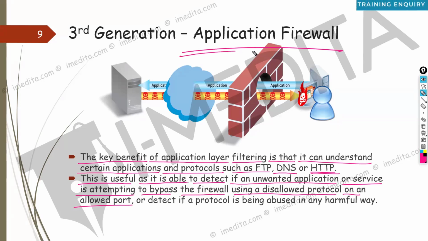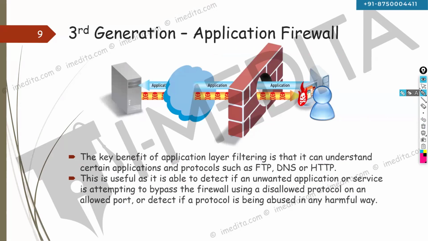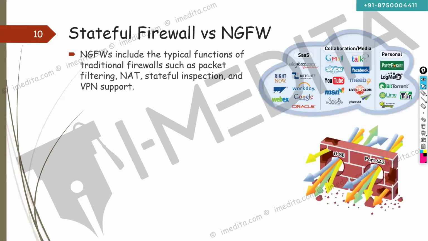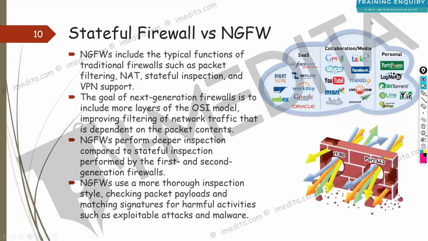So with the help of an application firewall, if we allow DNS, only DNS will be allowed at port number 53. The rest of the traffic will be blocked. Clear? So this is the main advantage of an application firewall. Next, it may be possible that someone asks you what is the difference between a stateful firewall and a next generation firewall.